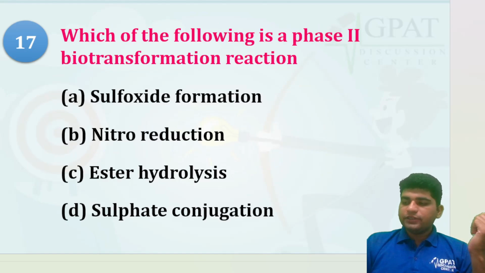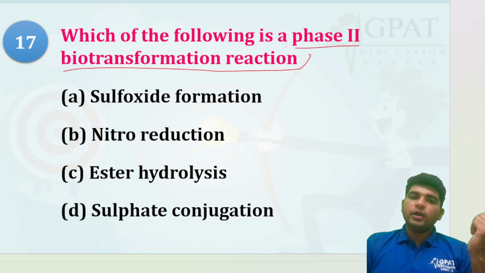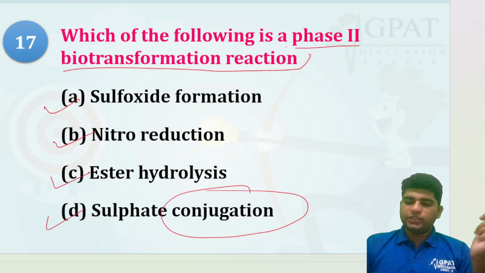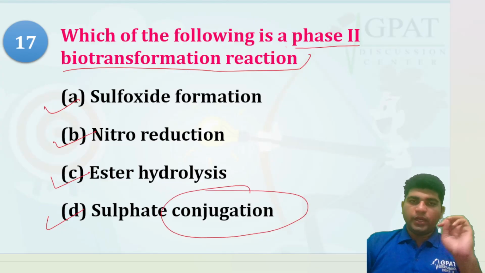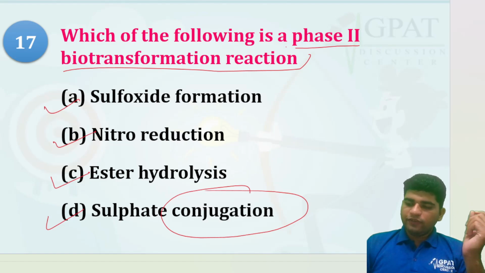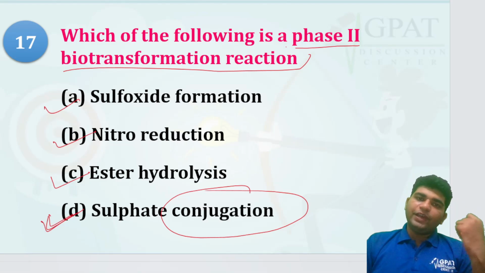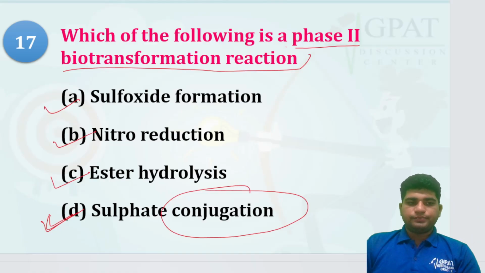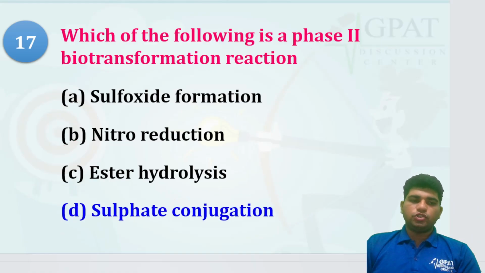Which of the following is a phase 2 biotransformation reaction? Sulfoxide formation, nitroreduction, ester hydrolysis, or sulfate conjugation? Everyone knows that all types of conjugation reactions come under phase 2 biotransformation reactions. So sulfate conjugation is one type of phase 2 biotransformation reaction. Getting it? Yes, sulfate conjugation.